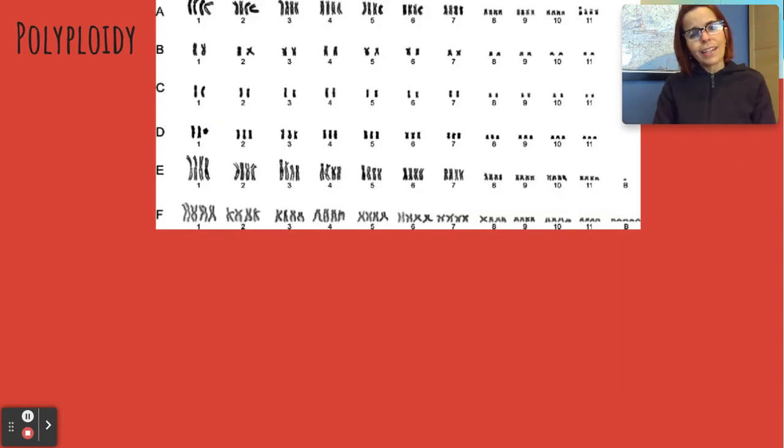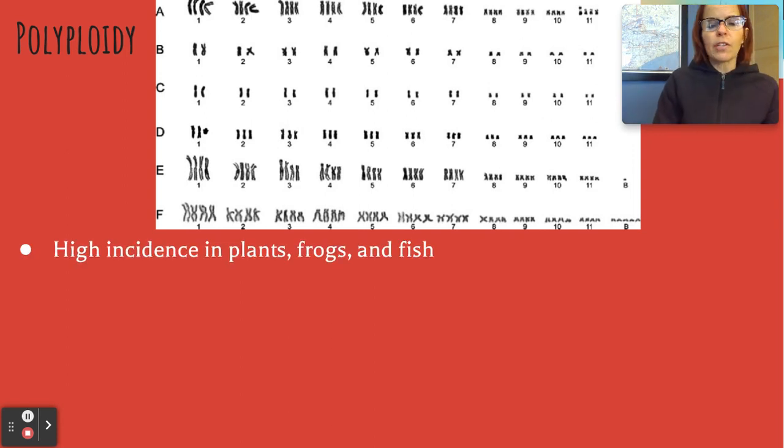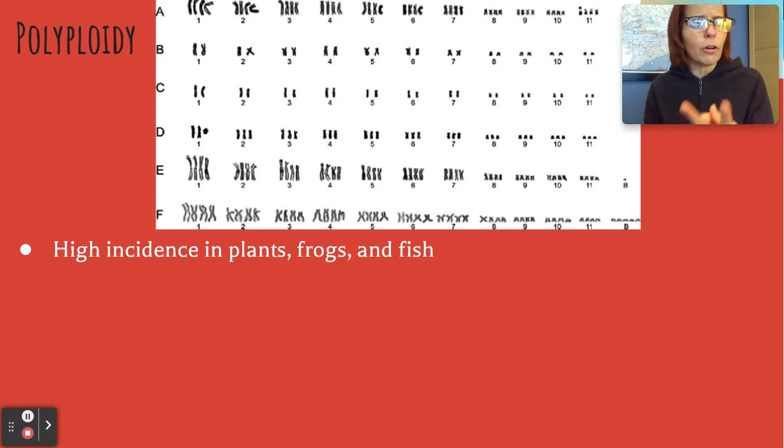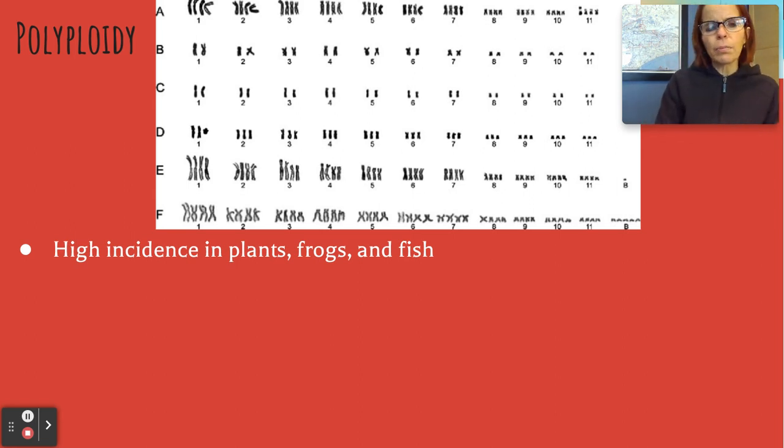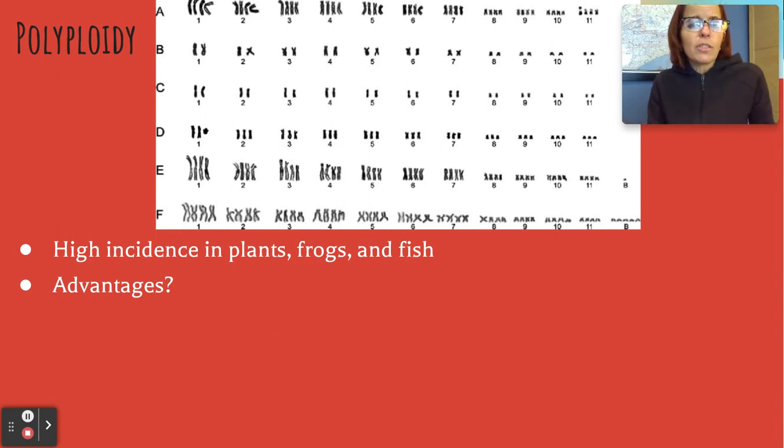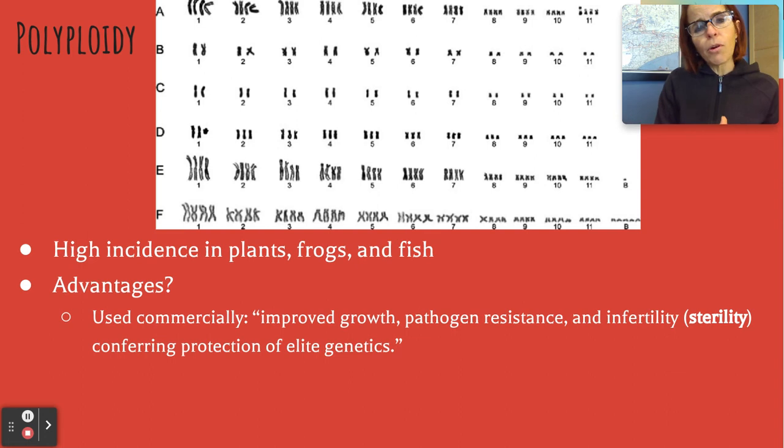What's interesting is that polyploidy is actually a way of life for some organisms. So there's a high incidence of polyploidy. Poly just means more than 2 chromosomes. There's a high incidence of polyploidy in plants, frogs, and fish, and it appears to give them some kinds of advantages. So commercially, we've been making the most of these polyploid animals because, now this is a quote that I found in my research, they have improved growth.